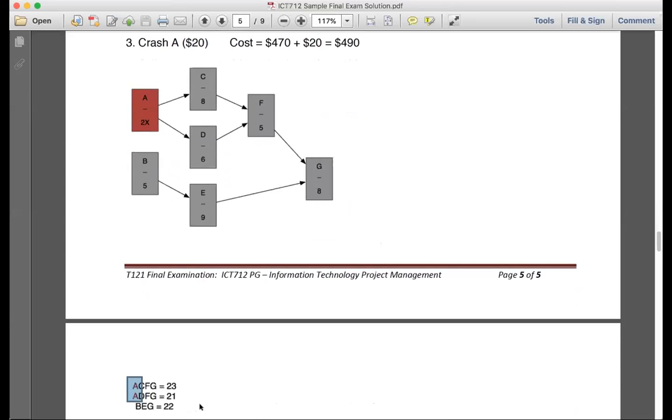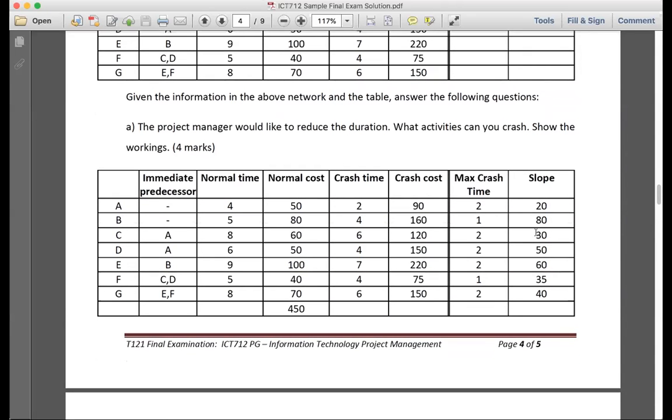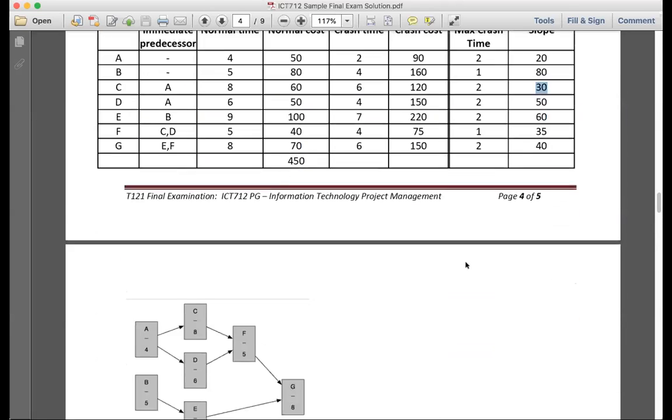Arif, my friend, can you understand? Yes, sir. All right, my friends, now let me ask you, which path is the longest now? ACFG. Okay, we can't crash A. We can either crash C, F, or G. Which one is the cheapest? C. All right, so we're going to crash C.